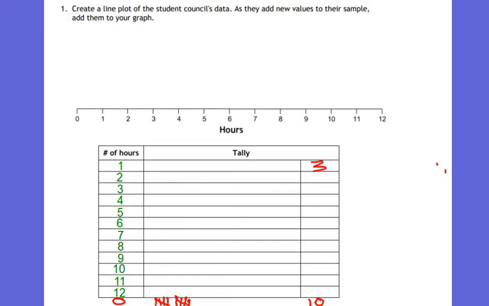3 people do homework 1 hour, so I need 3 tallies. For 2 hours, 9 people said they did homework. So 1, 2, 3, 4, 5, 1, 2, 3, 4. For 3 hours, there were 4 people. 1, 2, 3, 4. For 4 hours, there were 8. 1, 2, 3, 4, 5, 1, 2, 3. For 5 hours, there were 3.